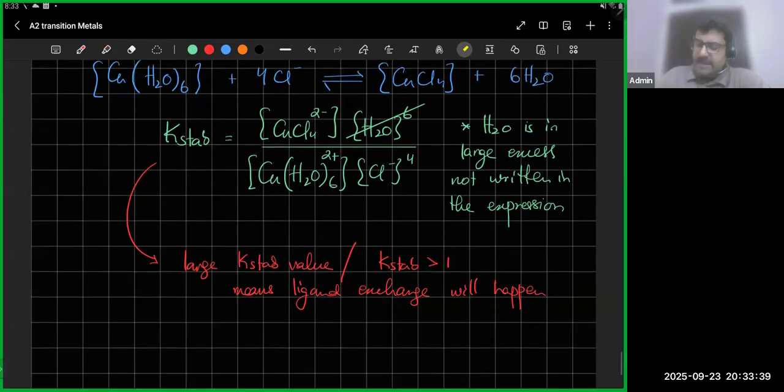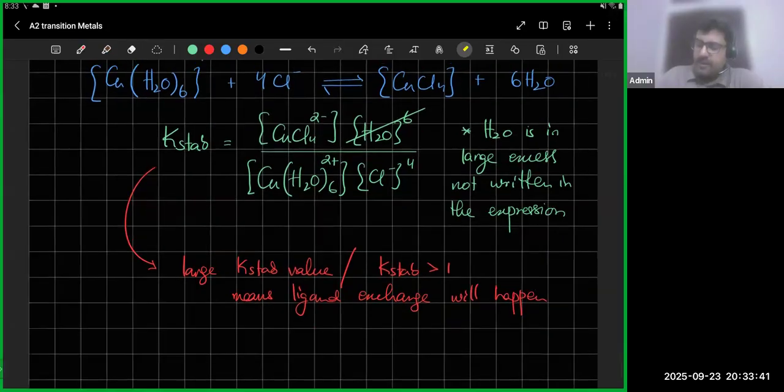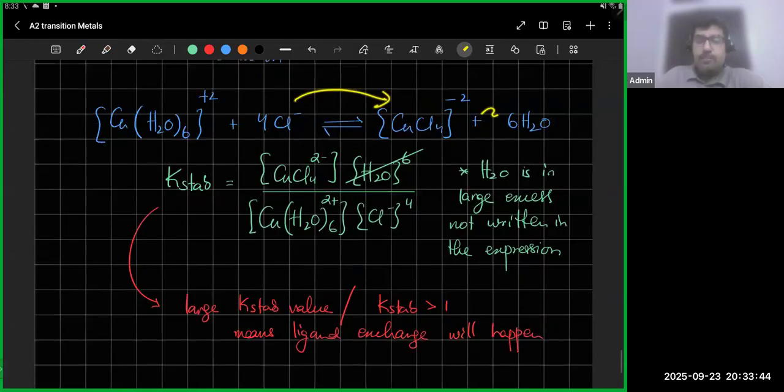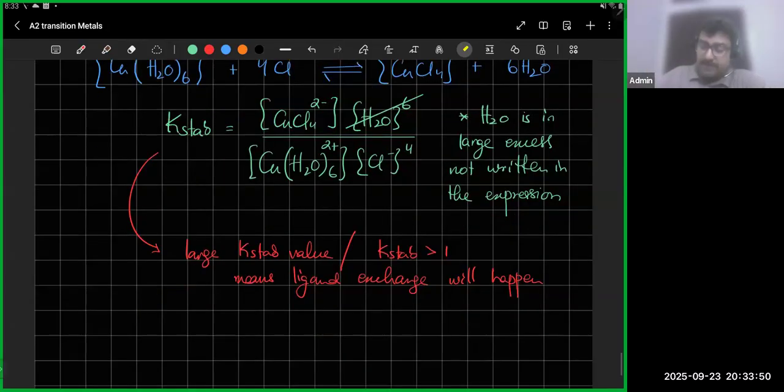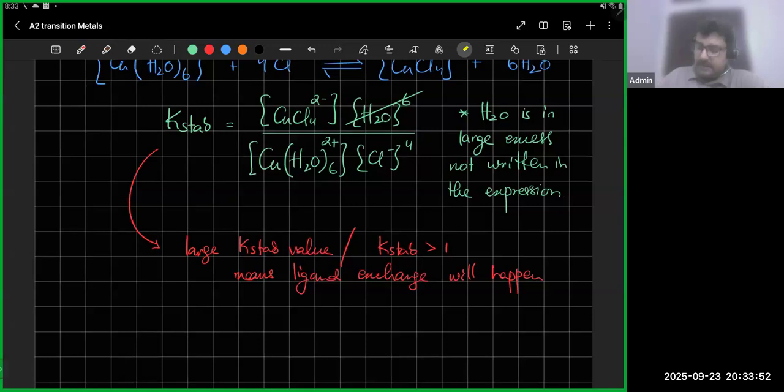Large K stab means that it will favor the products. It's going to move forward, and you're going to have more products, a bigger numerator in that case. So a large K stab means ligand exchange will happen, and that means the product complex is going to be more stable, whatever the complex that's getting formed is more stable and more likely to be formed.